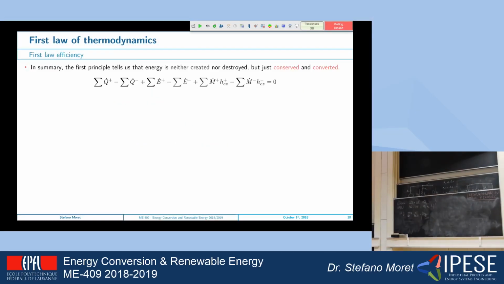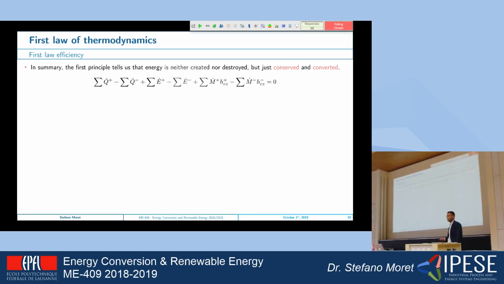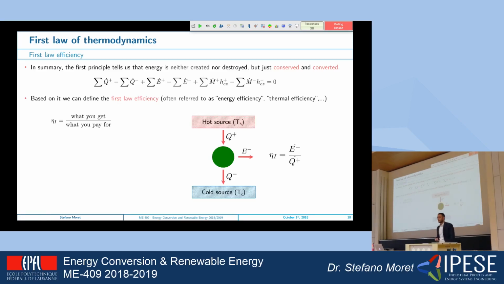So let's now define what the energy efficiency is. As I told you, in summary, what the first principle of thermodynamics tells us is that energy is conserved. So the final equation that you will need to remember is this one up here. Here we can define what is called the first law efficiency, also called energy efficiency, sometimes thermal efficiency. The first law tells us that the energy efficiency of a cycle is calculated by simply comparing what you get from the cycle, in this case mechanical work, and what you pay for. And what you normally have to pay for is the heat that you have to give to the system.